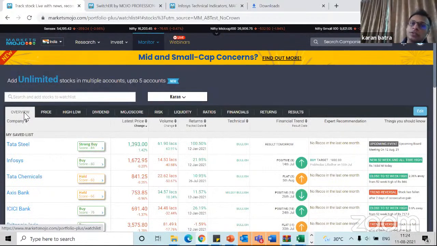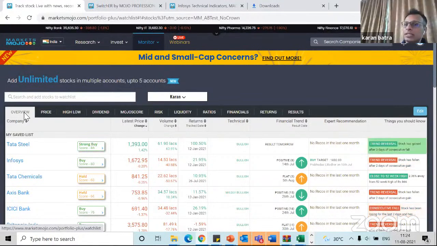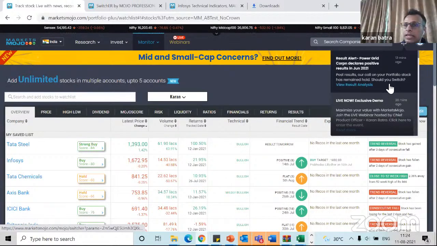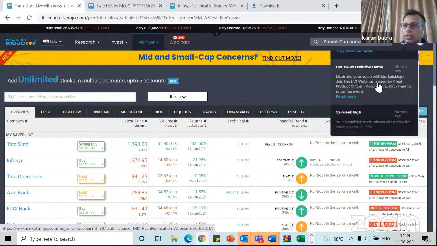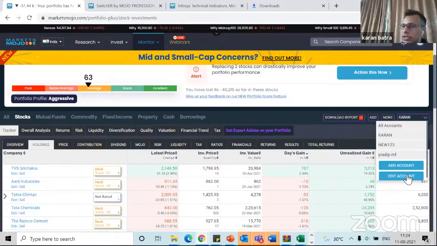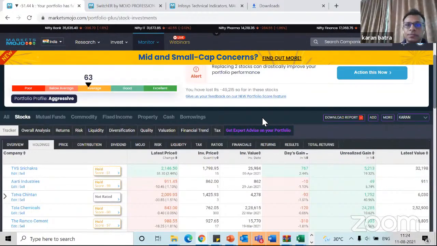Plus, once you add a stock to your watch list, we start tracking it for you. And whenever there is any price sensitive information, like the new results are out or the call on the stock changes, or let's say a stock is hitting 50-week high low, we'll send you mobile notification, emails, and website notification, that you see with this bell icon. Like there is a result alert, there is a 52-week high low watch list you can add in your accounts.